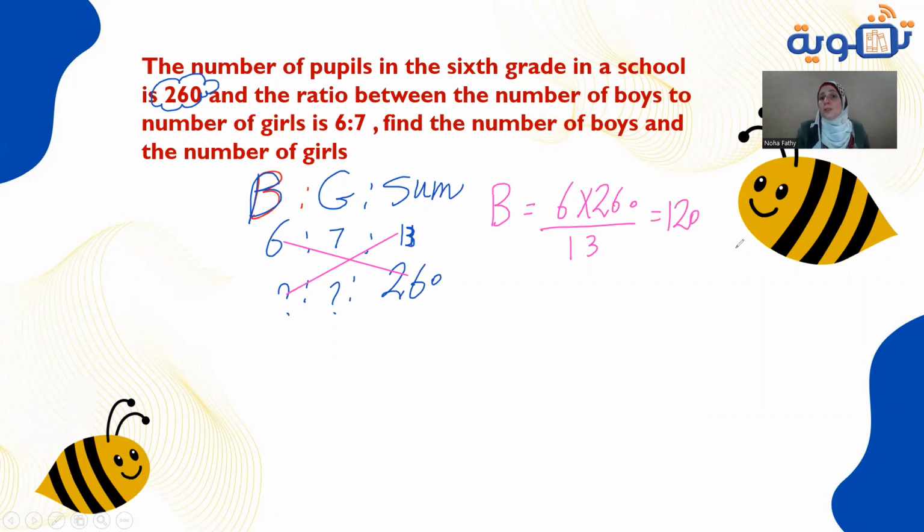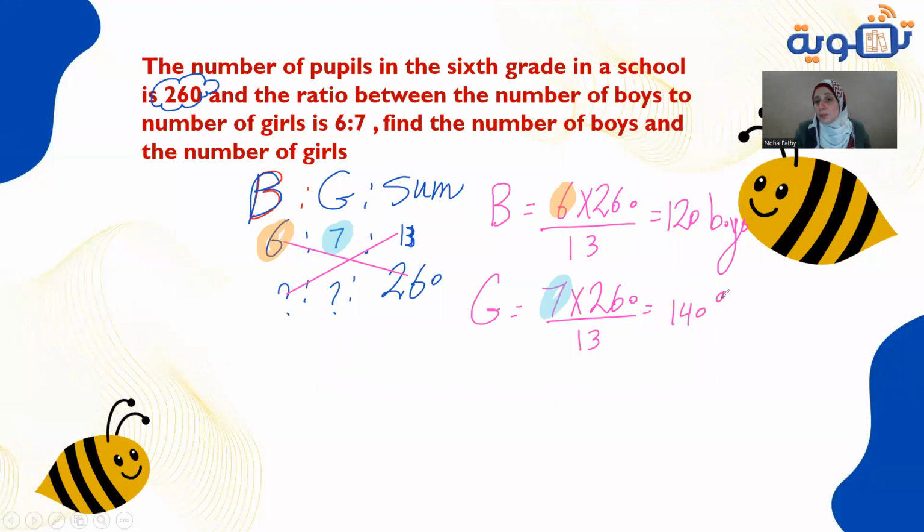equal 120. 120 boys. Number of girls, the same concept, 7 times 260 divided by 13. I will rewrite the same fraction, change only the ratio. Here the ratio of boys is 6, so put 6 here. The ratio of girls is 7, so I'll put 7 here. Then here equal 140 girls. If I want to check my result, just add 120 plus 140, gives me 260.